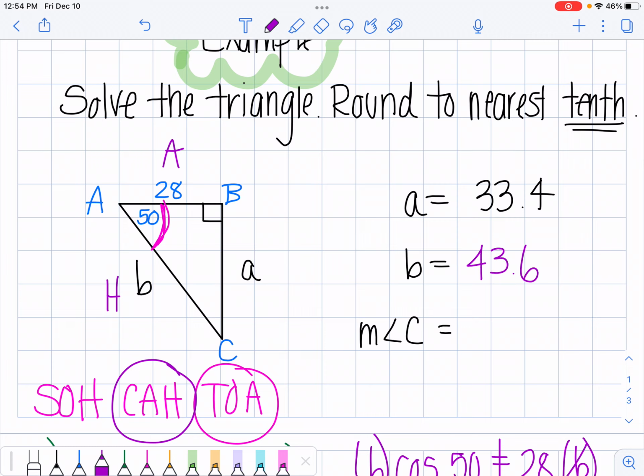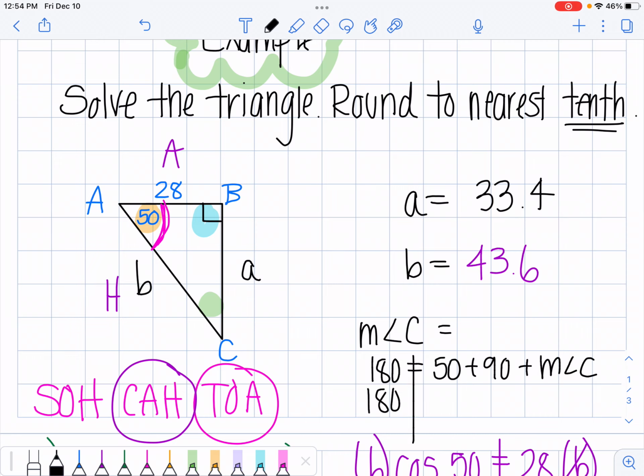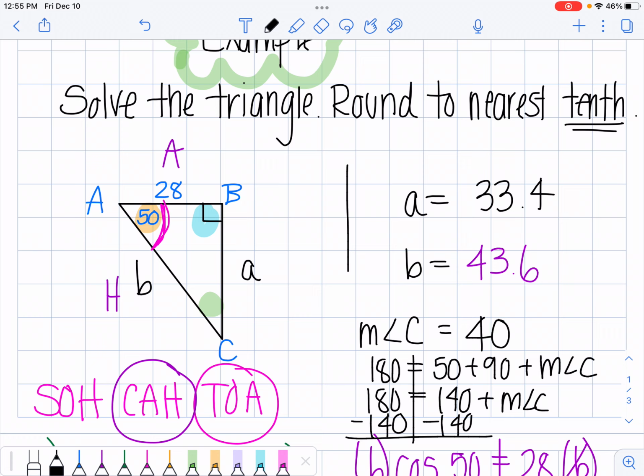And I saved the easiest for last, actually, this angle C right here. I already know all my other angles in my triangle. I know that this angle is 50, and I know that this angle is 90, and I know that all angles in a triangle add up to 180 degrees, so I can say 180 is equal to 50 plus 90 plus the measure of angle C. 50 and 90 add up to 140. And if I take away 140 from both sides, I end up with 40. So here is my information on my triangle that I solved.